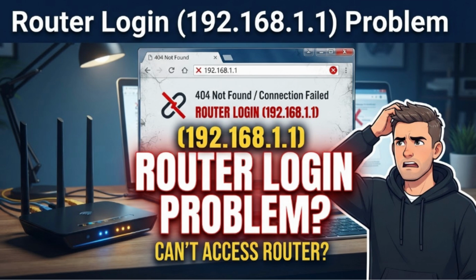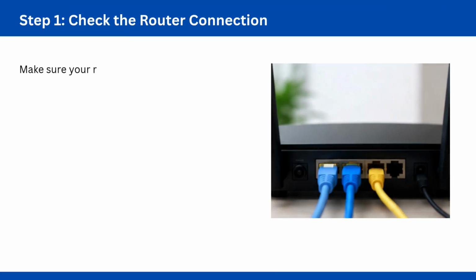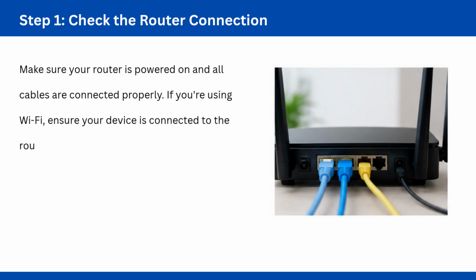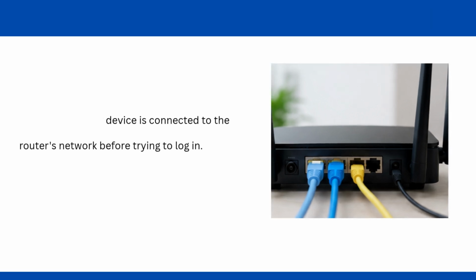Router login. 192.168.1.1 problem. Step 1. Check the router connection. Make sure your router is powered on and all cables are connected properly. If you're using Wi-Fi, ensure your device is connected to the router's network before trying to log in.